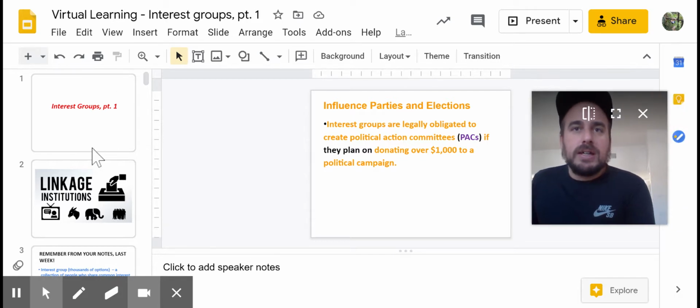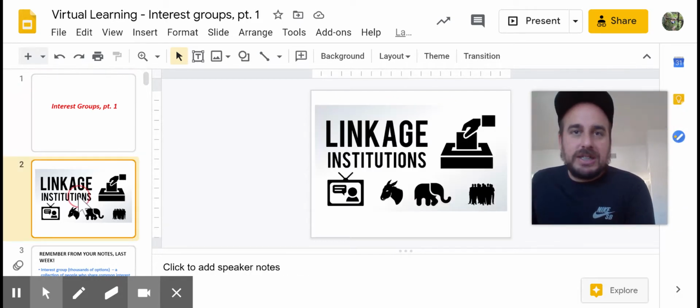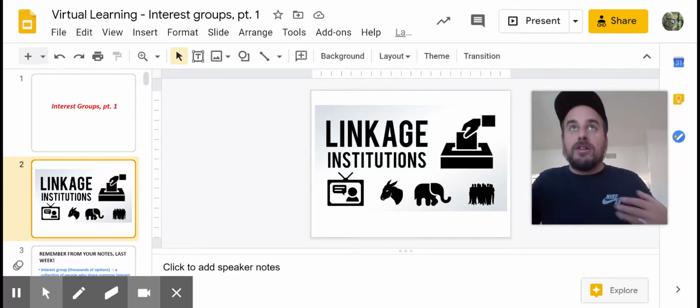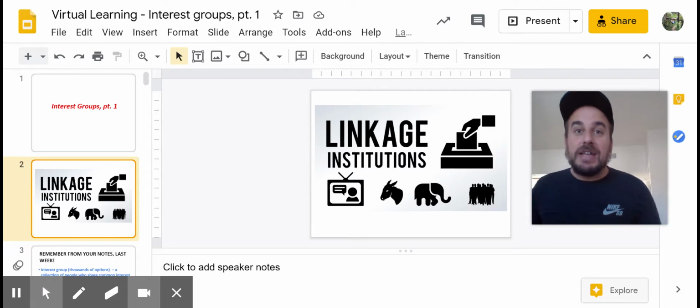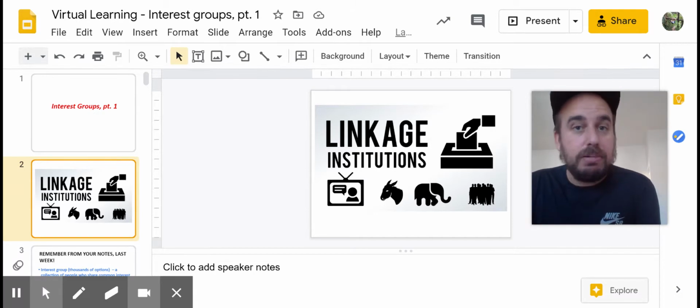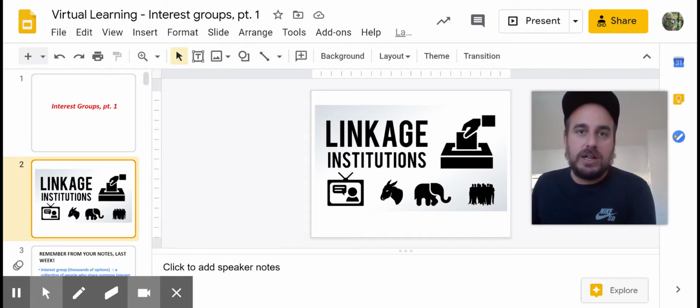So interest groups are just an example of linkage institutions. We know them. You've heard of them. You just maybe haven't categorized them as this. By the end of next week, we're going to revisit this. But just like political parties link us to politics, interest groups do as well.